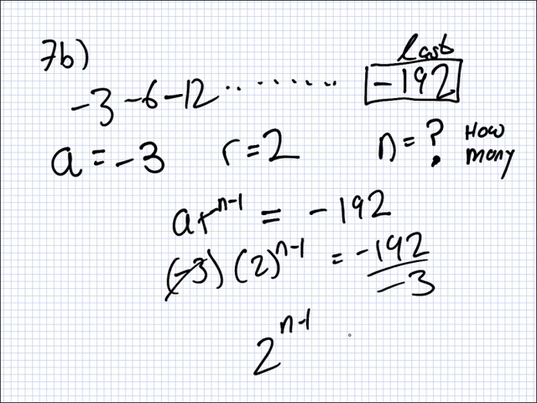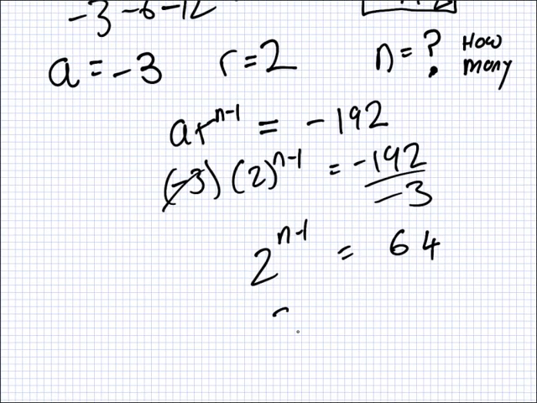2 power n minus 1 equals, this divided by minus 3 is 64. Yeah. Now what I want everybody to do is to use logs to get the power here. So you can change it to 2 power n minus 1 equals 2 to some power. Use the log button on your calculator to tell me the power. What log do you type in?